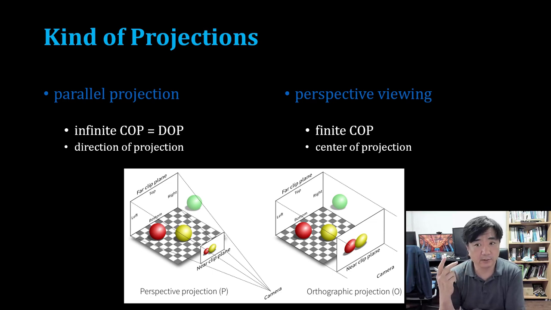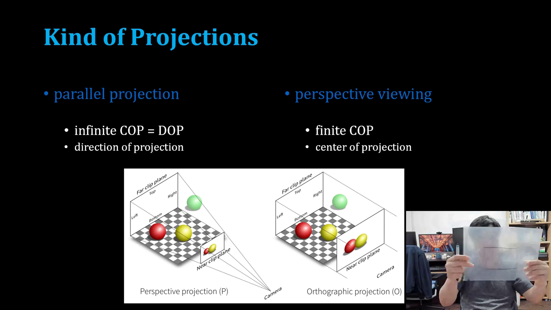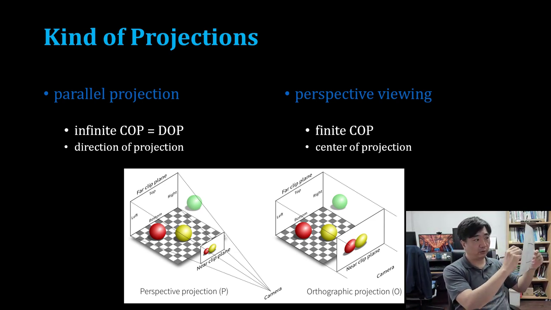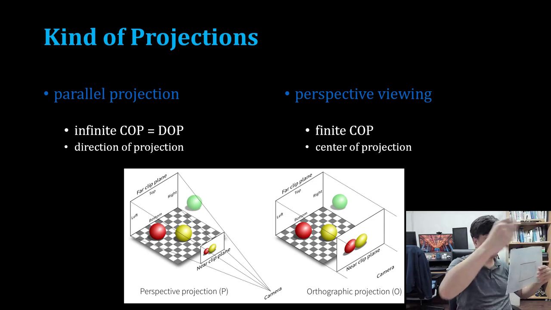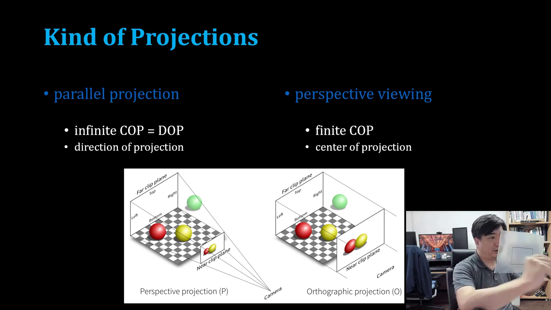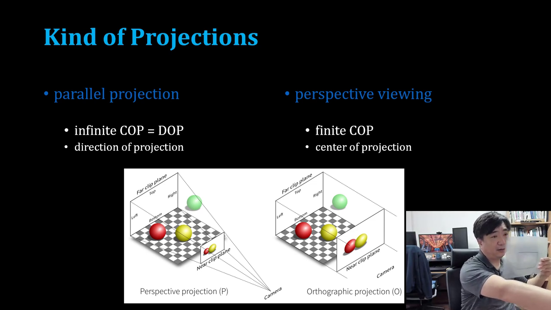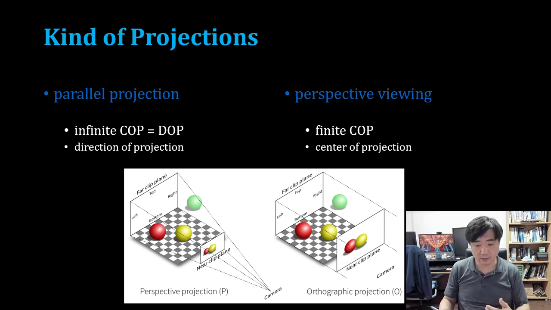There are just two kinds of ideal camera. The first is the parallel camera, and the second is the perspective camera. We can say these are two kinds of projection. What does projection mean? We can think that we are drawing something on this plane. We can draw an imaginary straight line from an object to this plane, and then draw a point here. We can say that is a projection. There are two kinds of projection.